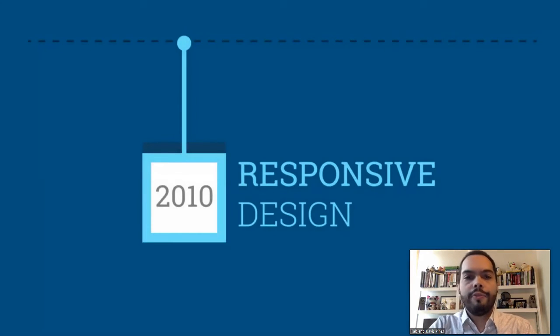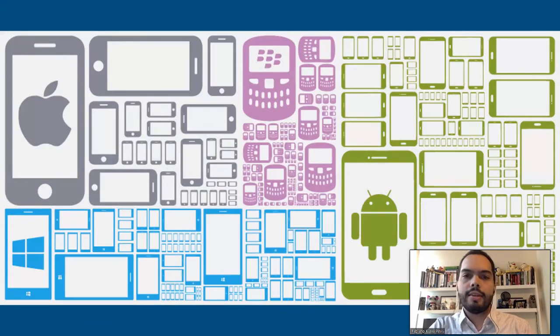In 2010, we finally started to think about responsive design. The idea was very different layouts for the same exact content. The designers had to create multiple layouts, and the developers had to think about how to optimize and about the semantics of those designs and code. And here's just an example of how many different screen sizes and proportions we have out there.